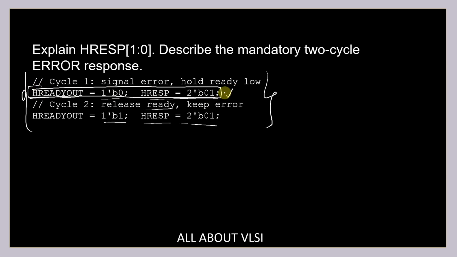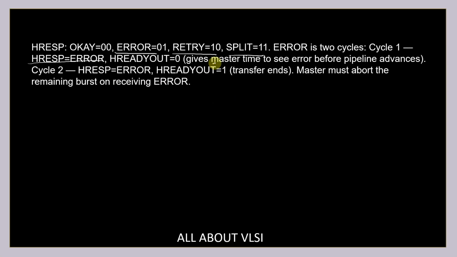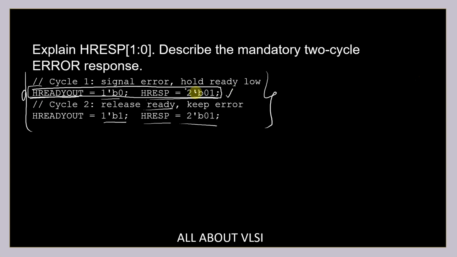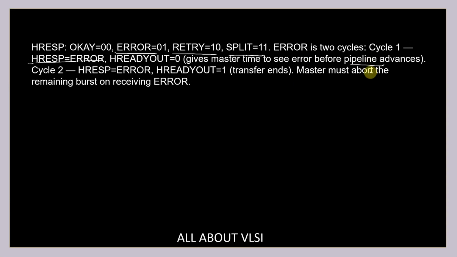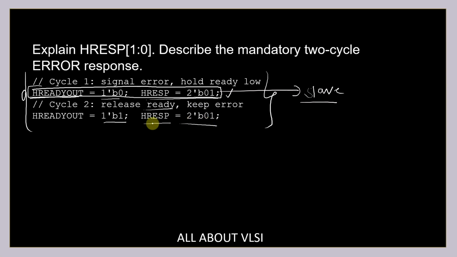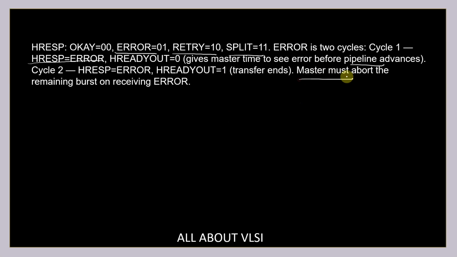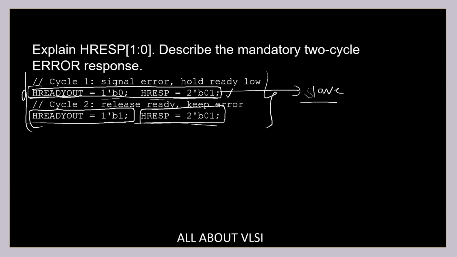When your HRESP is equal to 0, 1, first of all, you need to queue that particular response with HREADYOUT equal to 0, so that master is going to have some time to see the error before the pipelining advances. So that's the reason we are going to provide the error response by making our HREADYOUT 0. This is what the slave is going to do, not the master. The slave is going to provide it so that master is going to have some time to sample it. And in the next cycle, by providing this HRESP 0, 1 only, you are going to make your HREADYOUT equal to 1 so that master is going to complete this particular thing. And master must abort the remaining burst transfers on receiving the error. So this is the answer for this particular question, right?